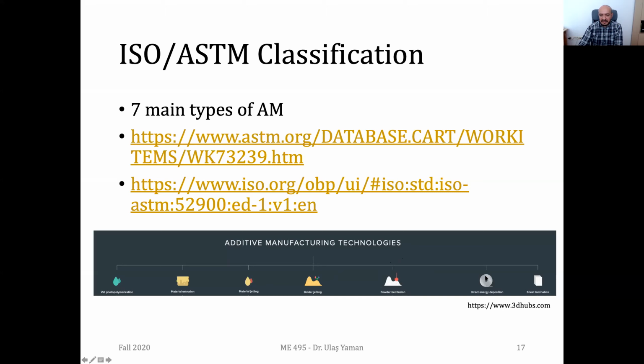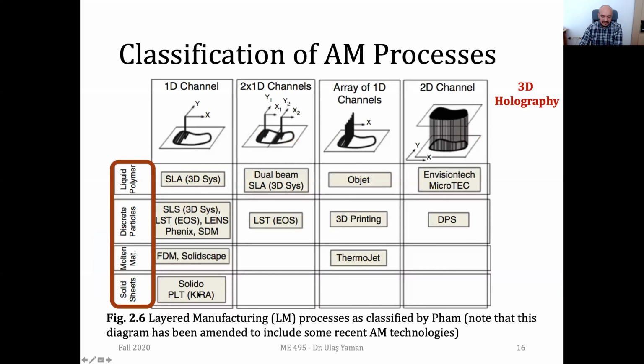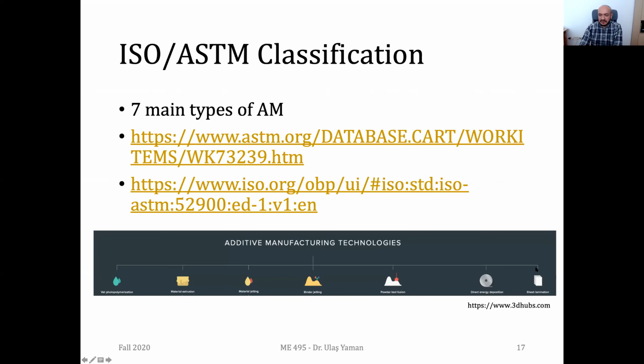Then we have direct energy deposition systems. In these, again, we make use of lasers. We deposit the laser and also the powder at the same time. And lastly, as we have seen also in the FAMS table, for sheet metals, we can use sheet lamination approaches. So this is the main classification of standardization from ISO and ASTM.